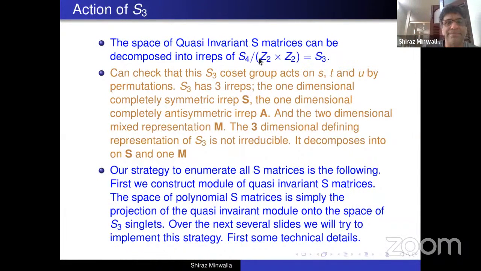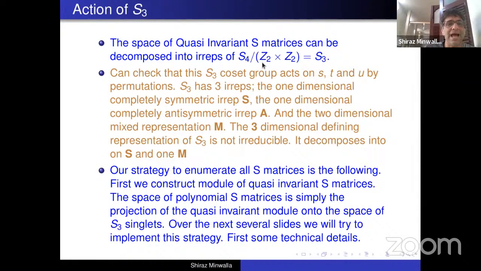Now, what is this Z2 times Z2? S4 is a group of permutations. Consider that Z2 times Z2 is the subgroup given by identity and simultaneous permutations of two pairs. For instance, you take the pairs 1 and 2 and permute, and also permute 3 and 4. That's one Z2 times Z2 element. Or I could take 1 and 3 and permute, and also permute 2 and 4. Or I could take 1 and 4 and also permute 2 and 3. So you see there are three such elements of simultaneous permutations. That together with identity gives you 4 elements, and you can easily convince yourselves that these 4 elements form a subgroup of the permutation group, and in fact the subgroup is Z2 times Z2.